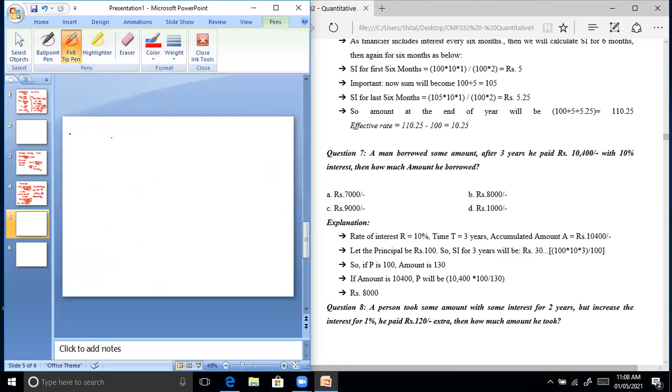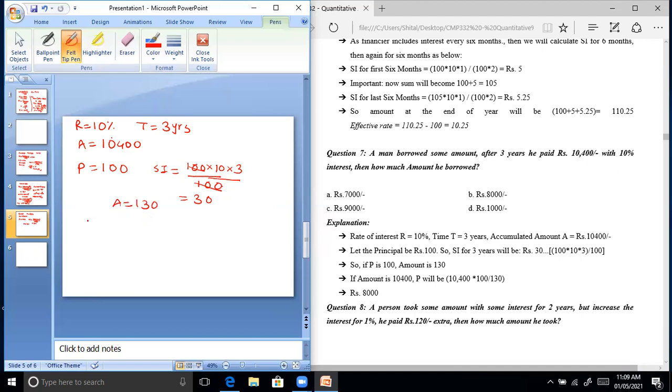amount borrowed. So the rate of interest is given as 10%. Time is equal to 3 years. The accumulated amount A is given as 10,400 rupees. So we will consider the principal amount as 100 rupees. So SI for 3 years, how will you calculate? Principal amount is 100 into rate of interest 10 and for 3 years, divided by 100, you will get 30. So principal amount plus SI, you will get the amount as 130.